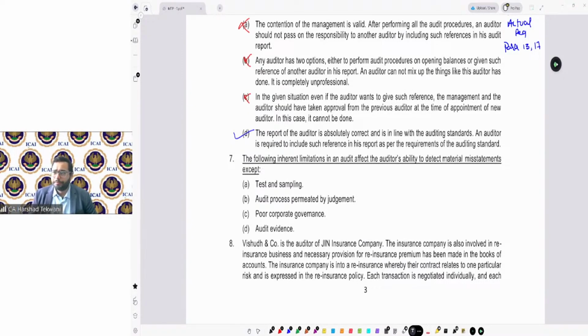Good, Janvi. Good, Sumit. Sometimes single liners are more difficult to answer. Come on, guys. What is the correct option over here? Good, Namrata.